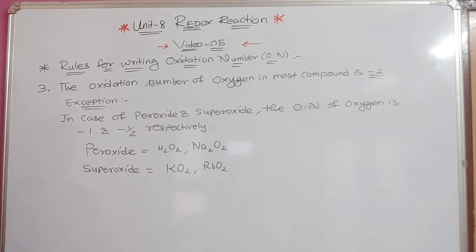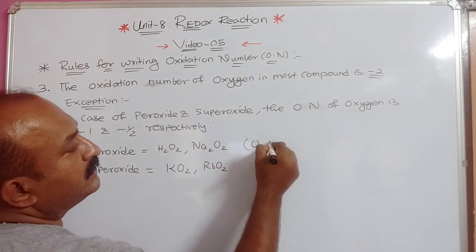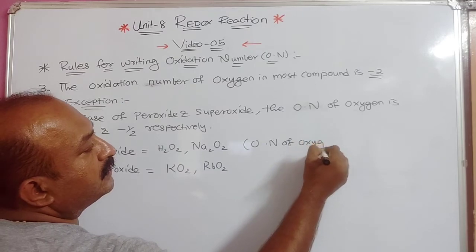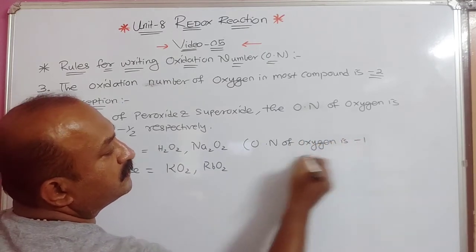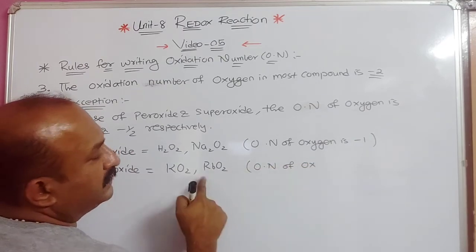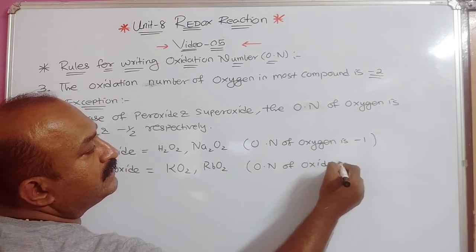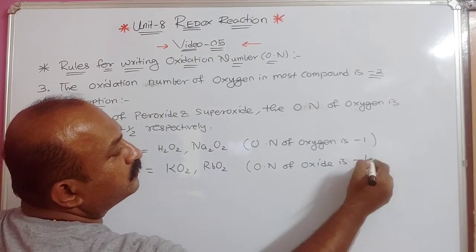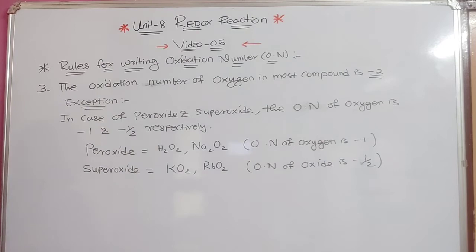Now in this case, the oxidation number of oxygen is -1, while in superoxide, the oxidation number of oxygen is -1/2. Suppose I write H2O2. In H2O2, hydrogen oxidation number is +1, because this is not in free state, it is in combined state with oxygen, and here oxygen will be -1.